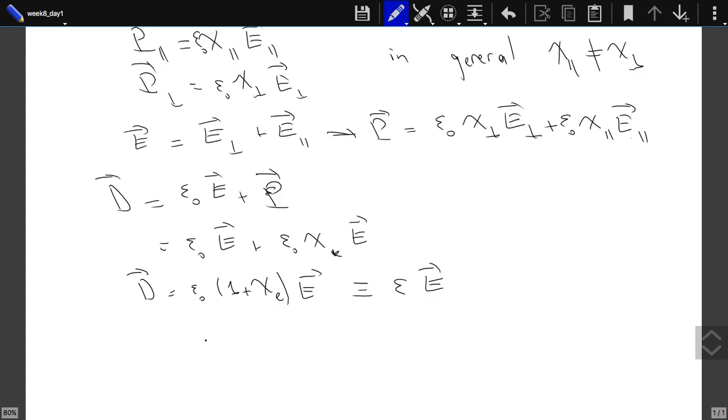And this epsilon, you see up to now we always had this epsilon 0, but now we define this new constant epsilon, which is epsilon 0 times 1 plus this susceptibility. This is called the permittivity.